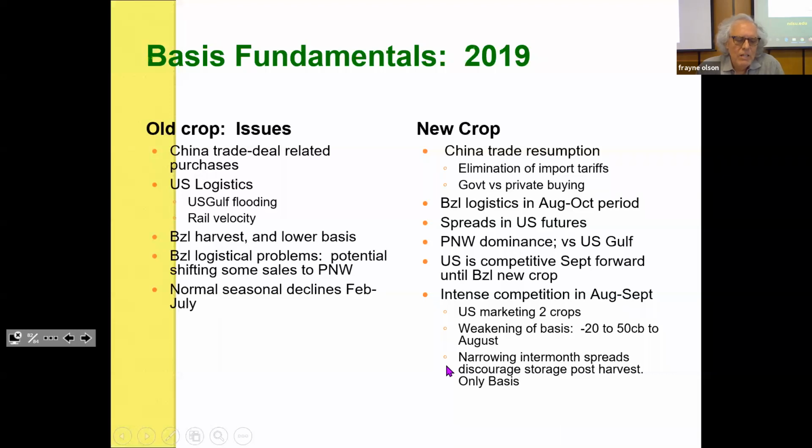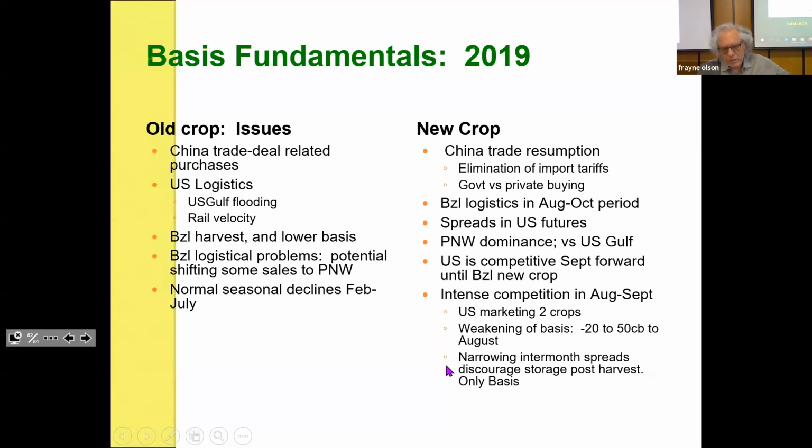As we look at the past, from today going backwards, we have all of the commotion around the China trade deal. And if you went back a year ago, right now, we would be talking about flooding of the US Gulf and closing of the barge ways. We'd be talking about rail velocity. And then we'd be talking about Brazilian harvest and the lower bases in Brazil. And then we'd be talking that the basis normally declines from today, February, into July, August.